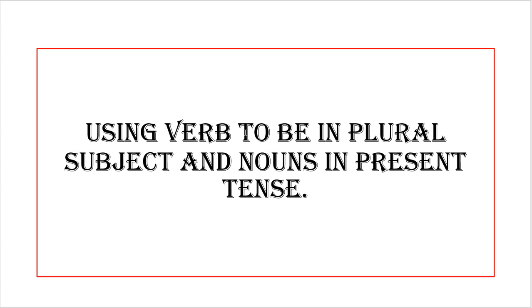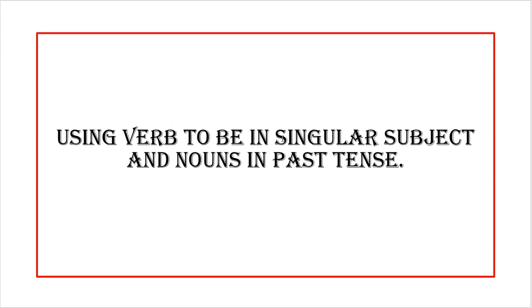So, last time we learned about using verb to be in singular subject and nouns in present tense, and using verb to be in plural subject and nouns in present tense. So today we will learn using verb to be in singular subject and nouns in past tense, okay, in the past.